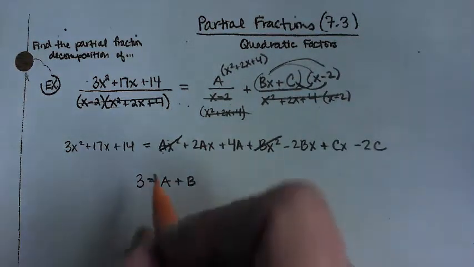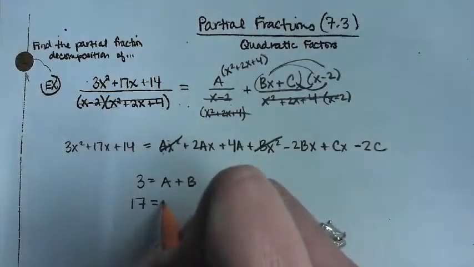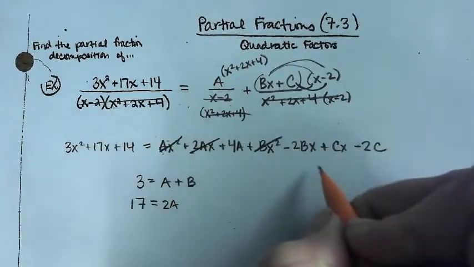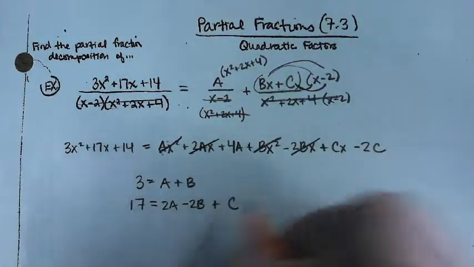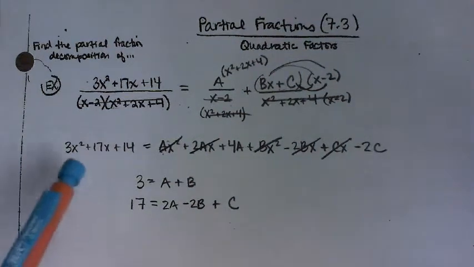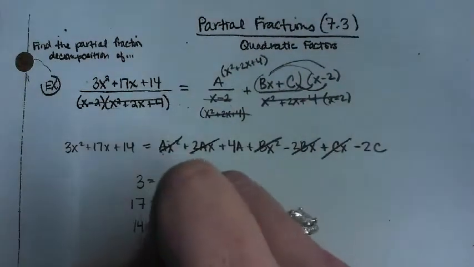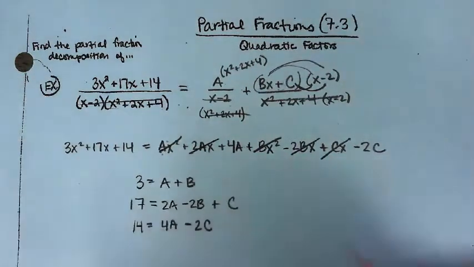Our x's are all supposed to add up to be 17. So that's 2a minus 2b plus c. And our constants are supposed to add up to 14. So that's 4a minus 2c.